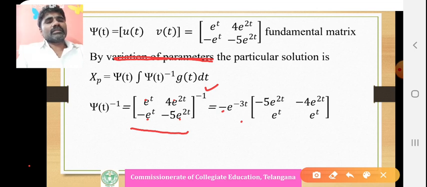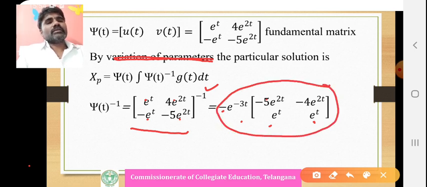e^(-3t) into d, a, the places are changed, and the signs of b and c are changed, that is minus 4 e^t plus e^t. This is the inverse of the matrix: 1 by (ad minus bc) into [d, -b; -c, a]. This is by using the inverse of the matrix. Psi inverse of t is this one.